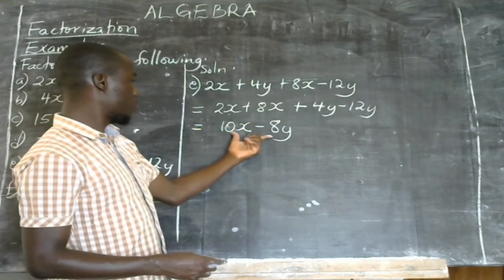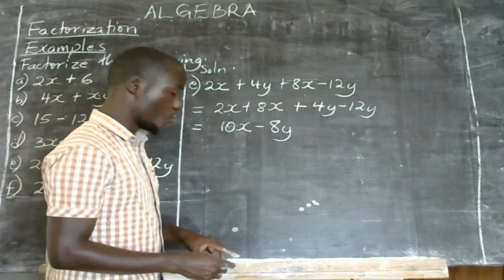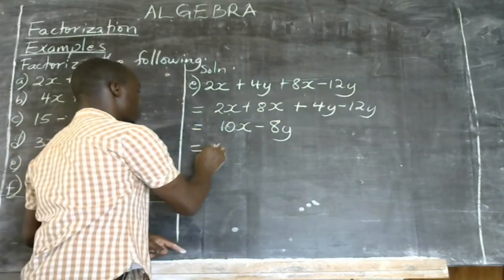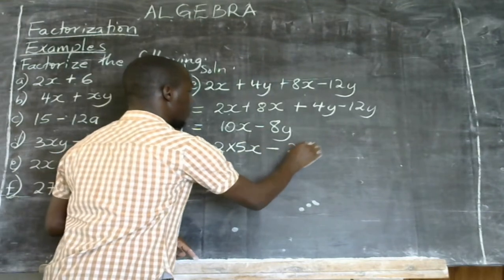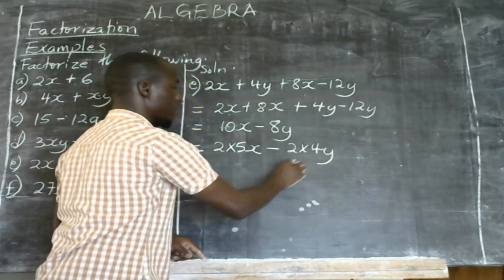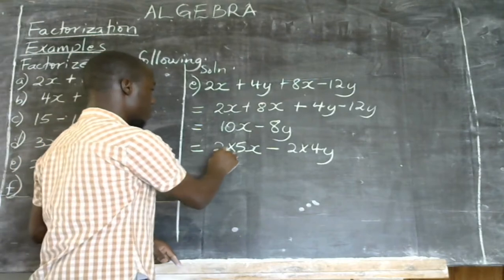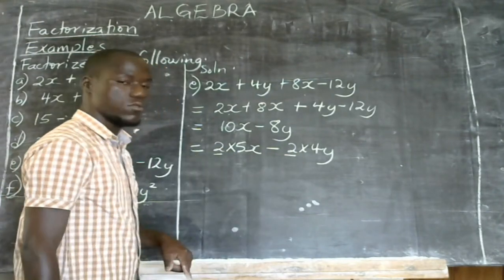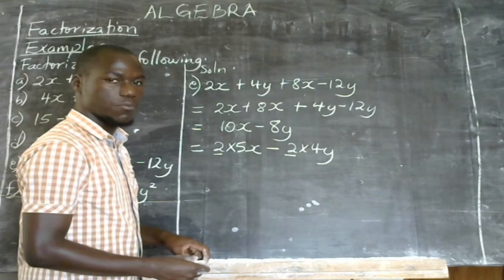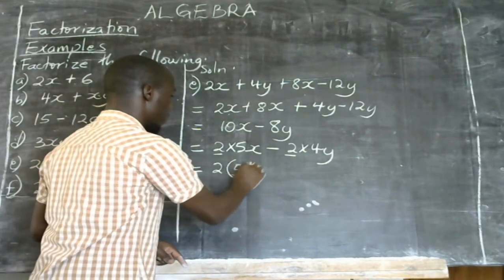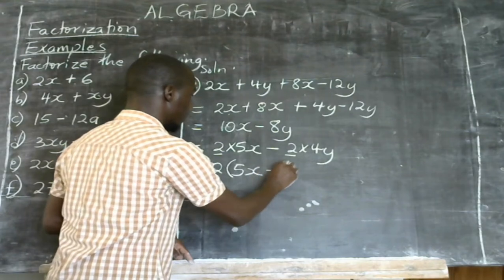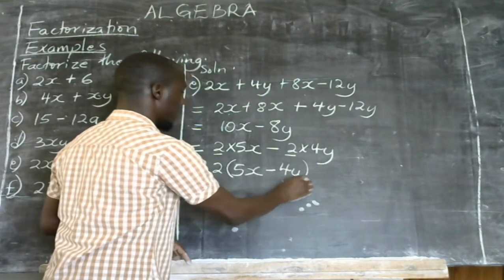When I look at these 2, there is a factor of 2, because 2 times 5 gives me 10 and 2 times 4 gives me 8. So I'm going to pull out a 2, then I create the brackets. So this is 2 into 5x minus 4y.